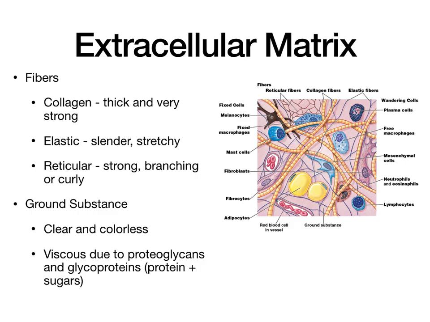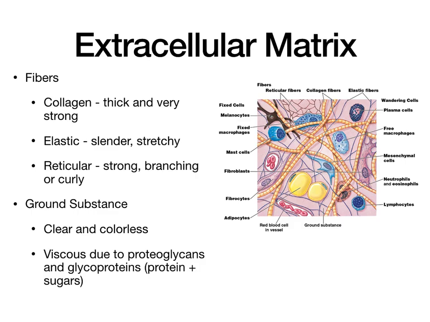The elastic fibers are slender and stretchy, so the elastic gives the connective tissue its stretch. So it's like a rubber band. It's going to stretch out and then it's going to snap back into place. And then our reticular fibers are very strong and branched or curly. These are more like the branching stem work of our trees. For an example, it gives it a little more structure, a little more stability. It's not as flexible as the collagen or the elastic fibers.